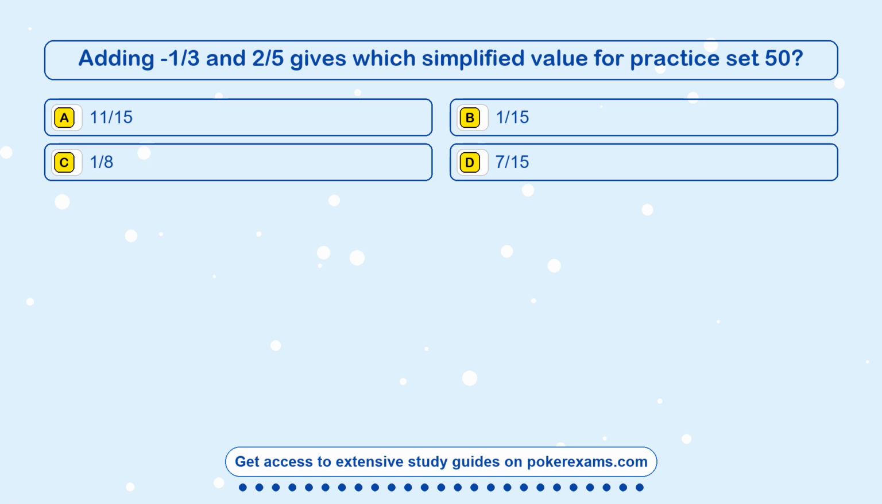Question 1. Adding -1/3 and 2/5 gives which simplified value for practice set 50? Option A 11/15. Option B 1/15. Option C 1/8. Option D 7/15.